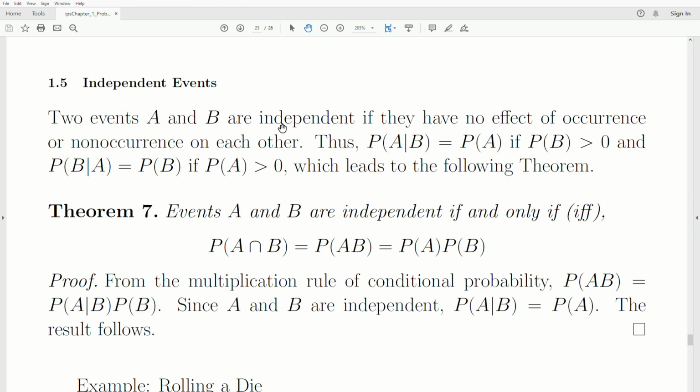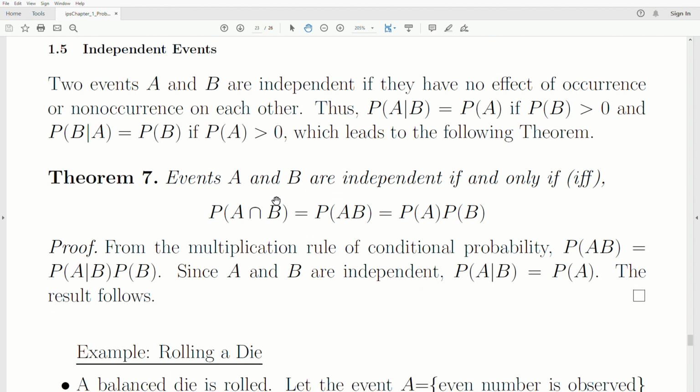Now, two events A and B are independent if they have no effect of occurrence or non-occurrence on each other. Thus, the probability of A given B is really just the probability of A. Now we do have to assume that the probability of event B is greater than 0. So knowing B doesn't affect the probability of A. And it's the same the other way too. The probability of B given A is really just the probability of B. And so this leads to the given theorem here.